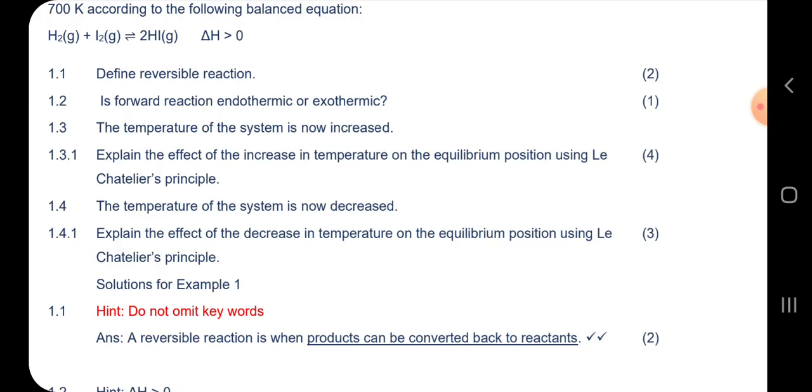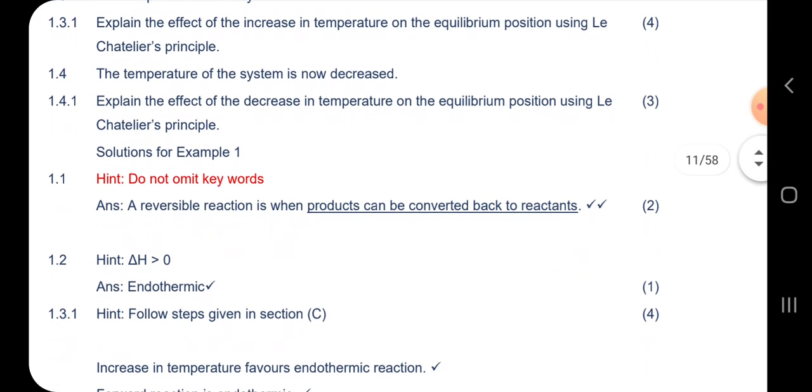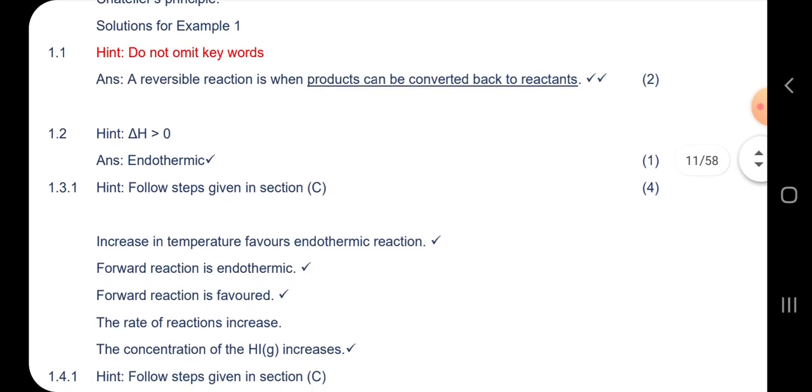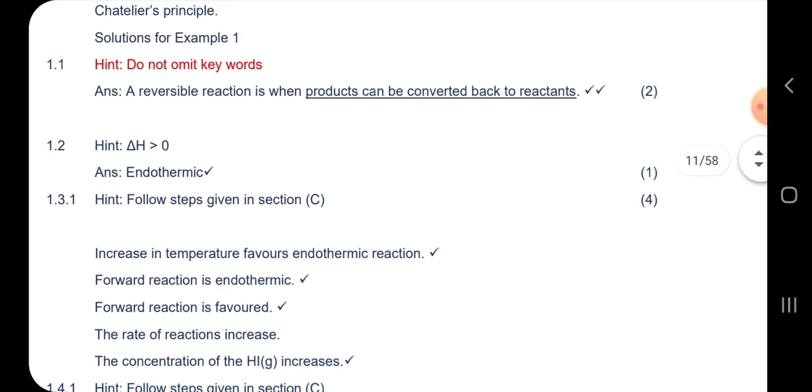Explain the effect of the increase in temperature on the equilibrium position using Le Chatelier's principle. So the temperature is increased. So when the temperature is increased, what's going to happen to the system using Le Chatelier's principle? Here, increase in temperature favors endothermic reaction, as I've shown you above. Forward reaction is endothermic. Forward reaction is favored and the rate of reaction increases. So the concentration of the HI(g) increases. This is how you're going to answer in your exam.